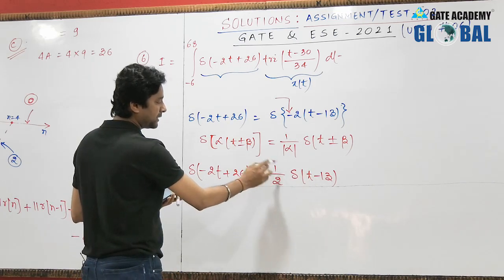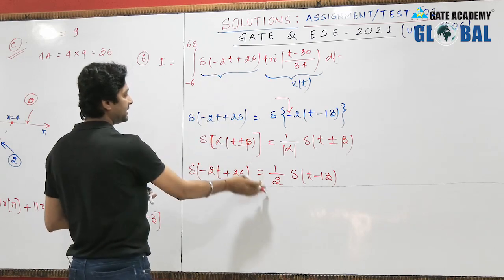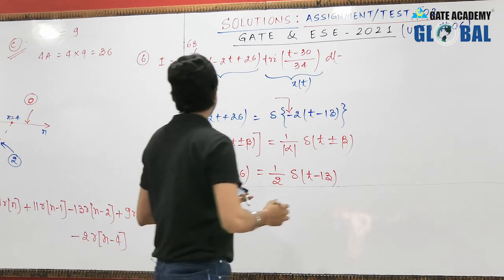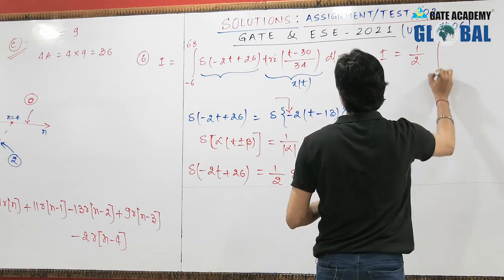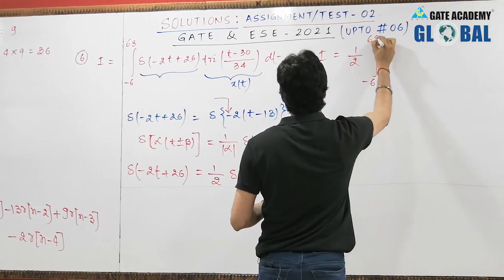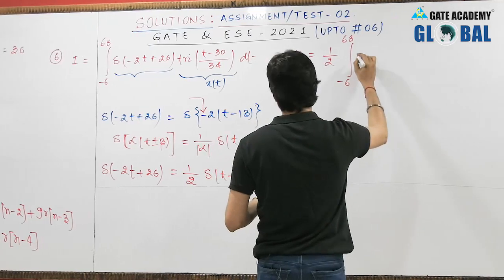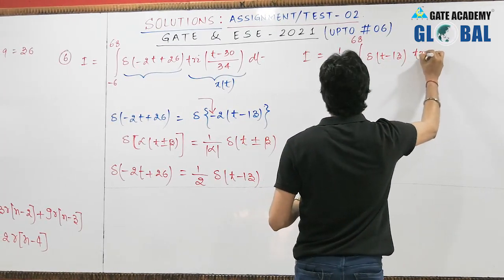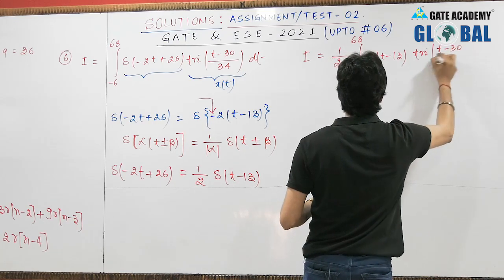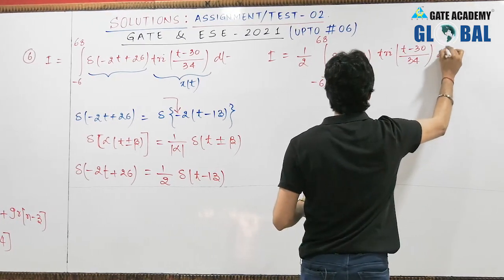As this 1 by 2 term is common, we can take it out of the integral. Therefore now we have the integral I equal to 1 by 2 times the integration from minus 6 to 68 of delta of t minus 13 times triangle of (t minus 30) upon 34 dt.